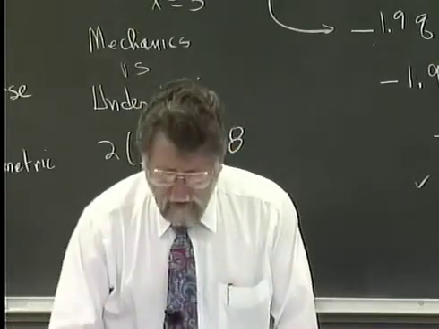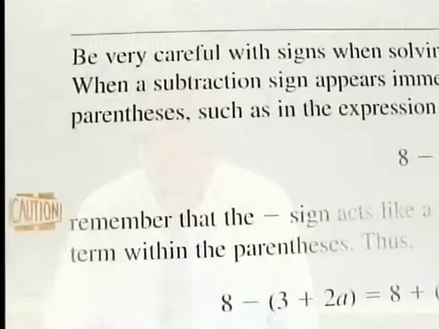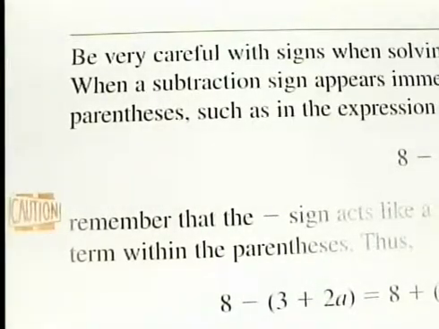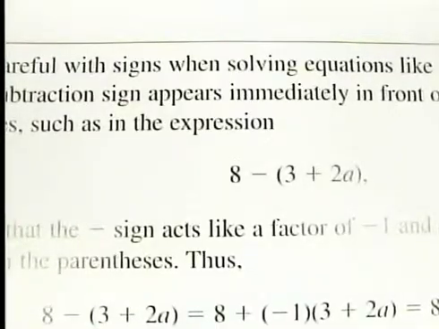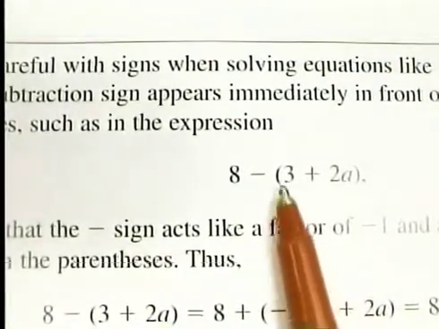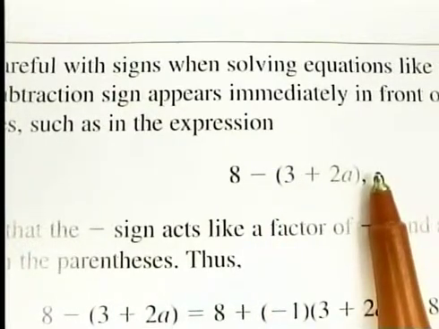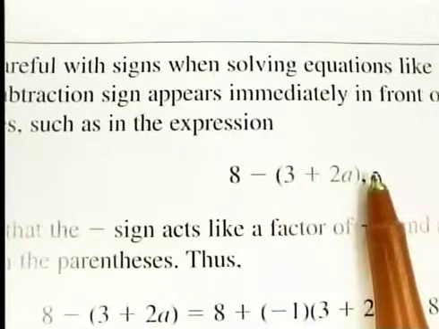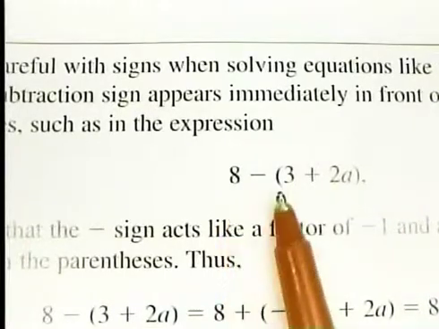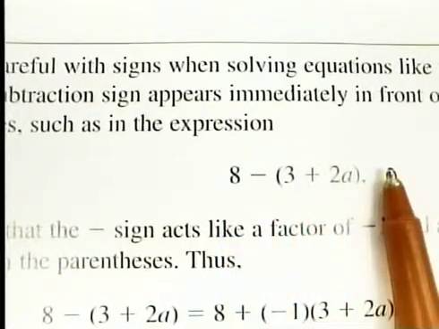Page 99. Here's one that says, be careful with signs. What's involved here is a minus sign in front of a parentheses. What is understood with that minus sign technically? That there's a minus 1. The 1 is in front of the parentheses. So you could say I have negative 1 times that, and then you can use the distributive property and say I'm going to have 8 minus 3 minus 2a.